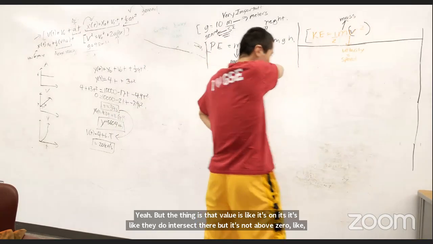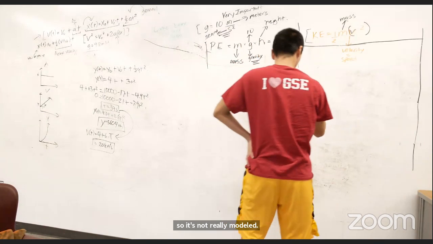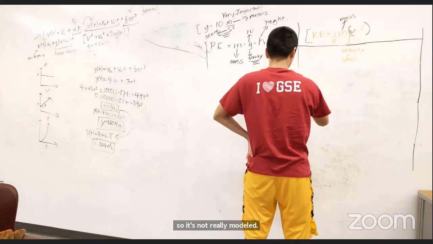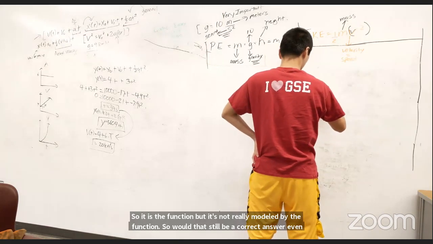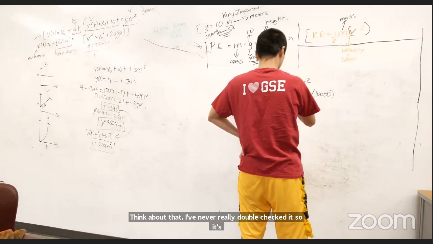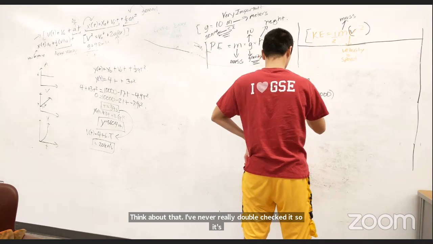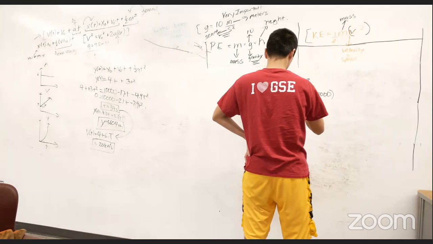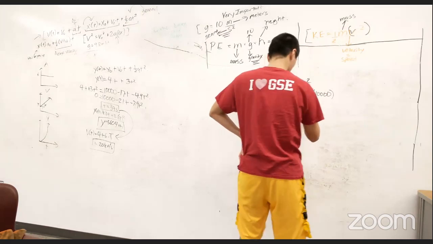So would that still be a correct answer, even though they never intersect, in the situation? I didn't actually think about that. I never really double checked it. At t equal to 100, oh yeah, you're right. If it's negative 4.9 times t squared, that's like negative 49 times 10,000 or something. And then this is 68.6 times 100, so that's like 6860. Oh yeah, this is wrong. They never do intersect.